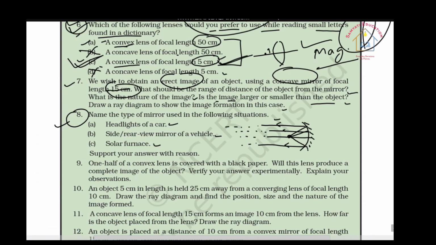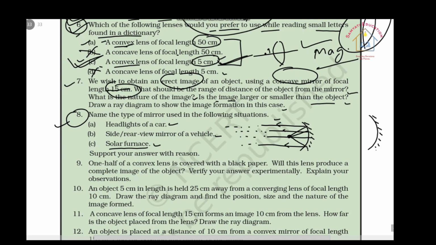Third is solar furnace. For a solar furnace we will use the same mirror as the headlight of a car, a concave mirror, because if light is coming parallel to the principal axis, then it will be reflected through the focus of that mirror. Then we can find more heat at the focus. We will use a concave mirror for a solar furnace.